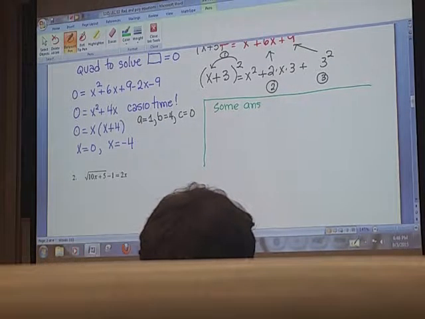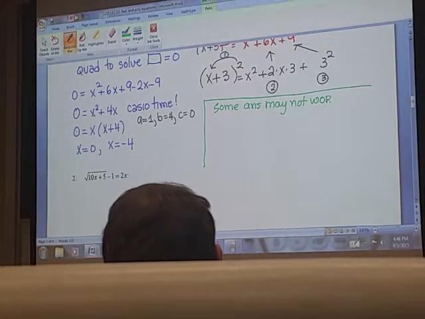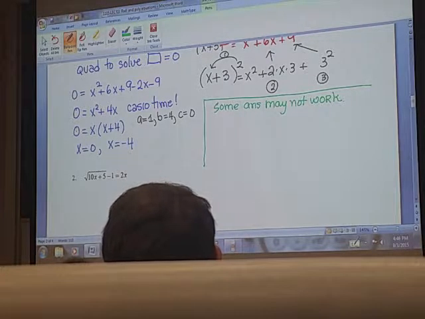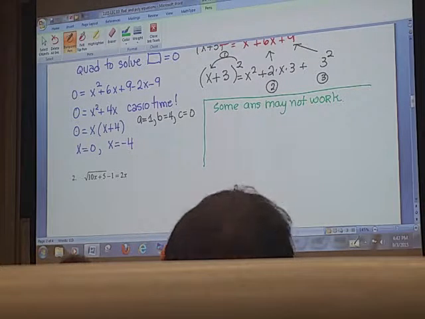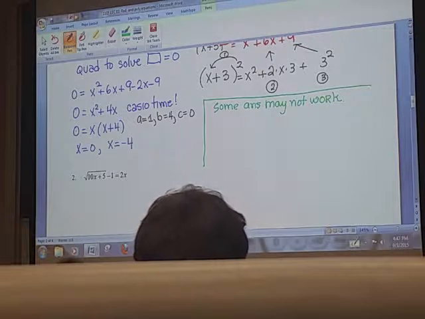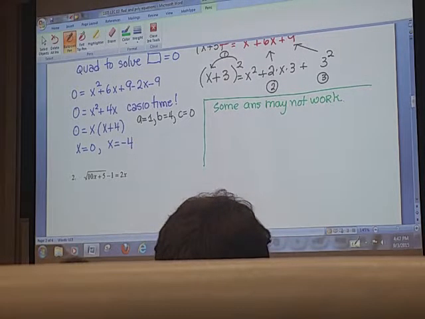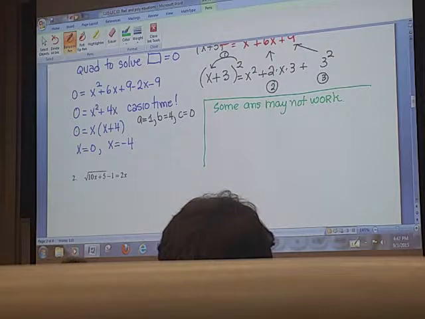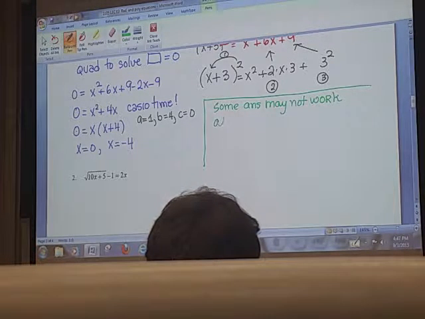Some answers may not work. They're what you call extraneous solutions, which is a big word which means may not work, okay? What happens is when you square something, you wipe out the difference between negatives and positives. In other words, if my original number had something negative in it, after I square it, it's now positive. So you have changed the equation. Your answers are in this list, but you never know if they're all going to work. Maybe one works, maybe both work, maybe neither of them work. So you always check.